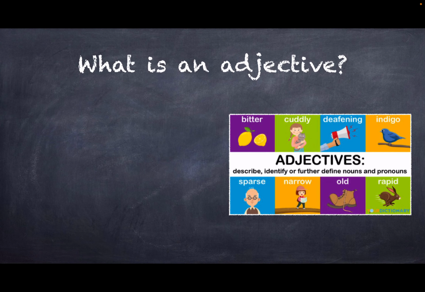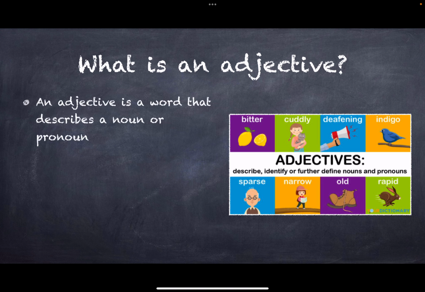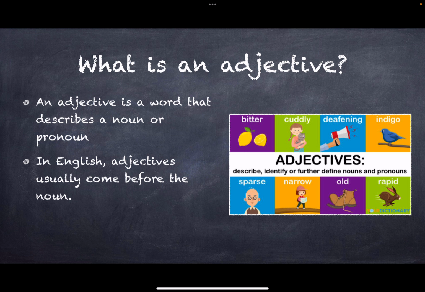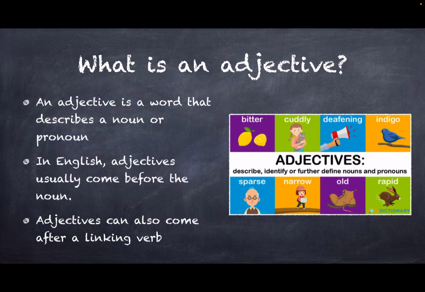All right, let's talk about adjectives. You can see some examples of adjectives on the right. An adjective is a word that describes a noun or a pronoun. In English, adjectives usually come before the noun. Adjectives can also come after a linking verb.